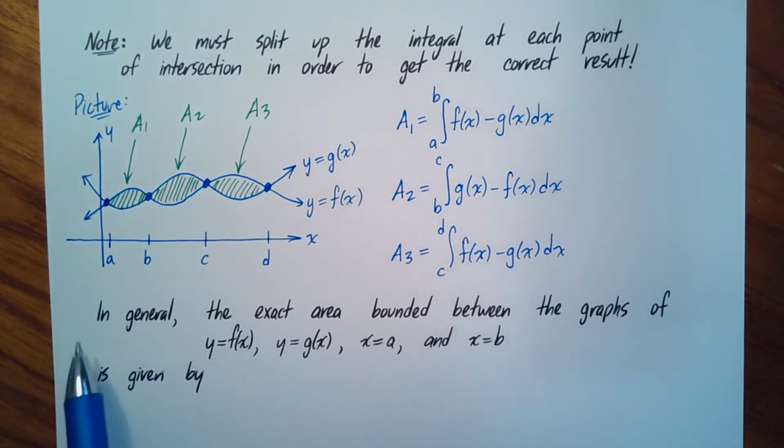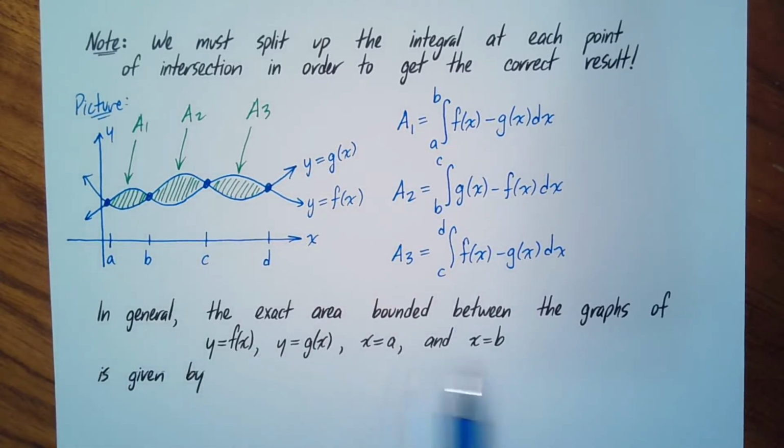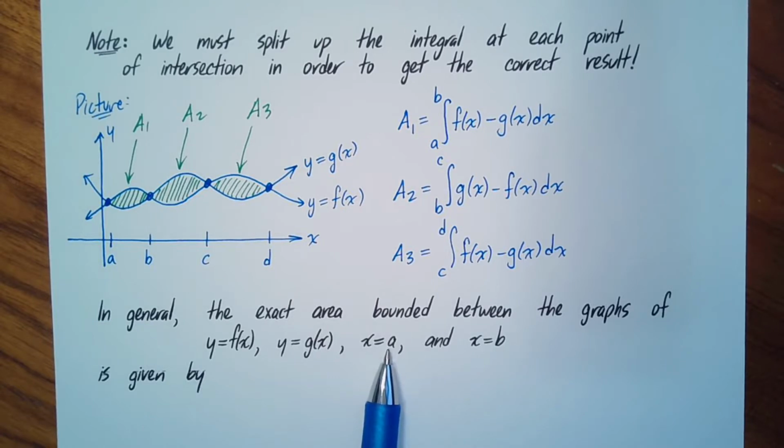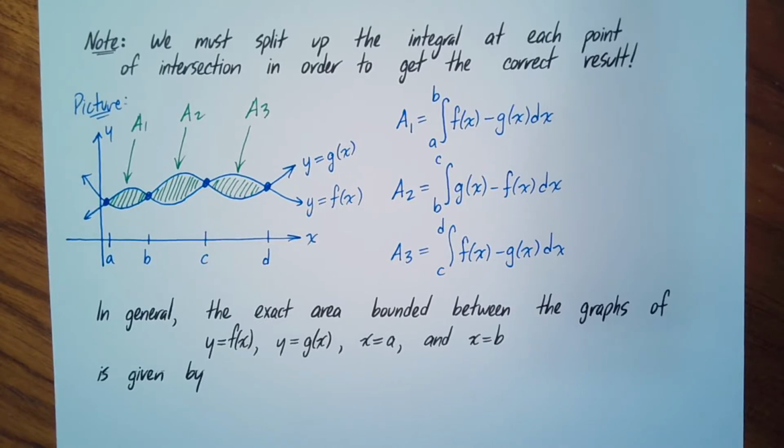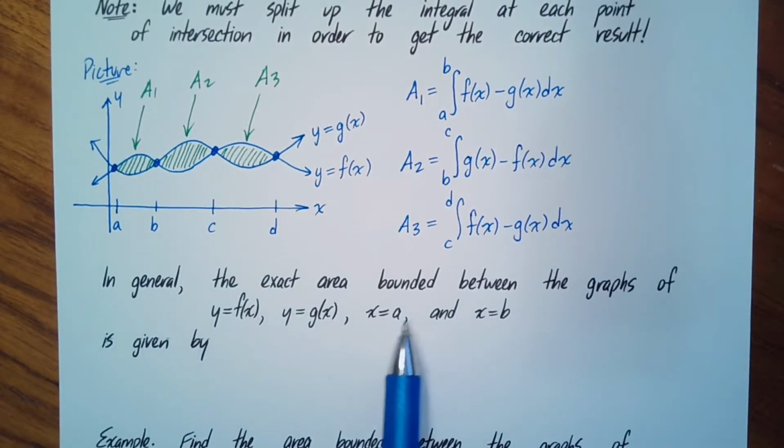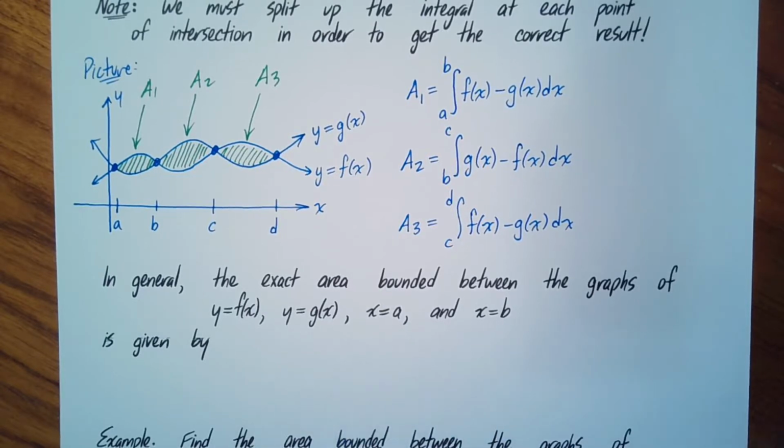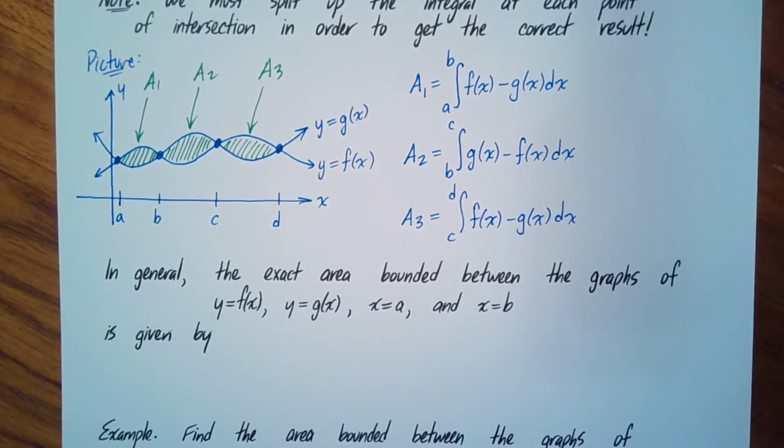Now, what does this note here? In general, the exact area bounded between the graphs of a pair of functions f and g and 2 outermost endpoints a and b. So think about this just in general. A and b are the 2 outermost endpoints, and you want to find the area that's between f and g, between those 2 vertical lines as cutoffs. You can actually write down the area exactly correctly with one definite integral. There's a way to do it so that you only have to use a single definite integral.